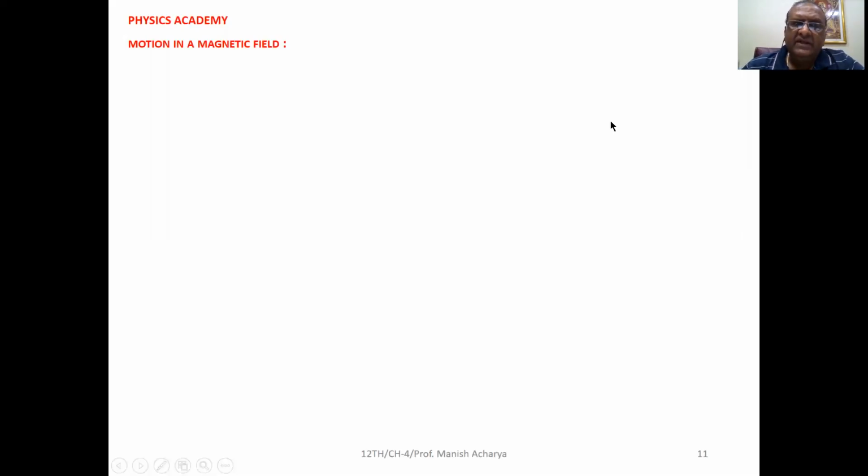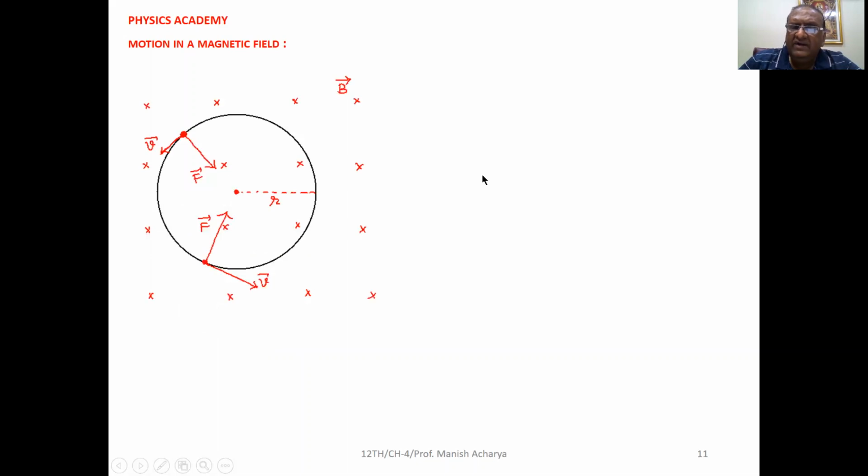Now the next topic, that is motion in a magnetic field. Now see, we already discussed this thing. When any charge q is moving with velocity v in magnetic field B, then the force that acts on it is given by the equation q into v cross B. Now here from this equation we can say this thing, the force acting on that charge is perpendicular to both the velocity of the charge and the magnetic field.